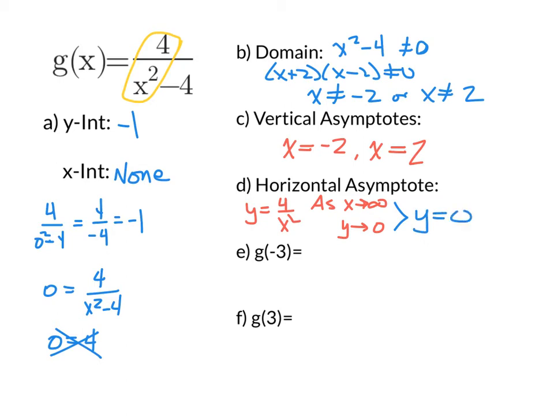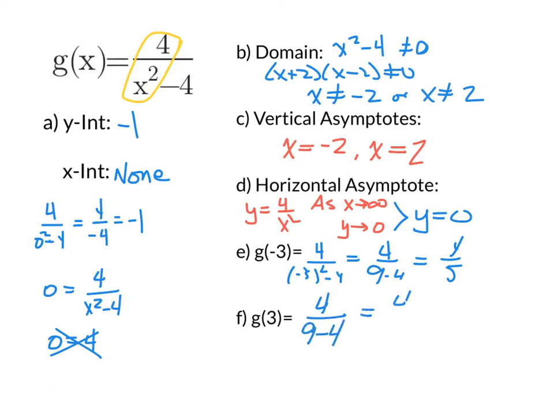Lastly, we want to evaluate g of x at a couple of different points. First, I ask you to find g of negative 3, so that would be 4 over negative 3 squared minus 4. So 4 over 9 minus 4 is 4/5. Similarly, positive 3 squared is 9 too. So this fraction will also be 4/5.